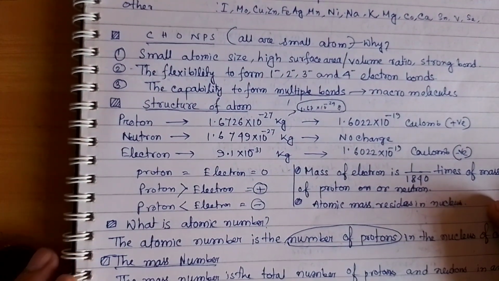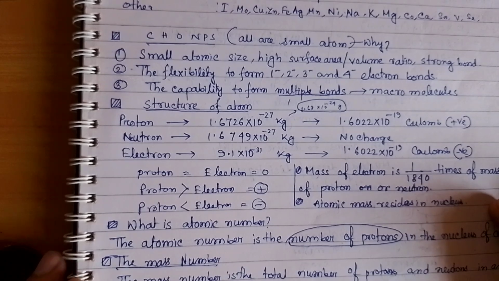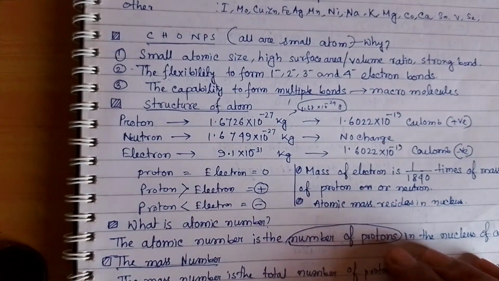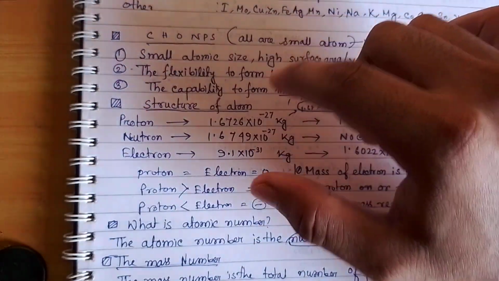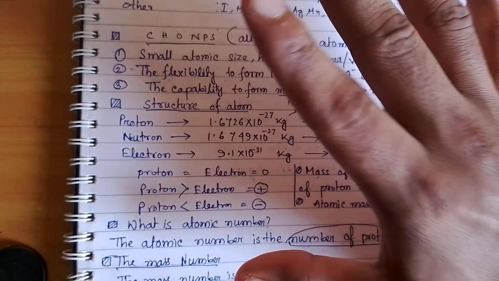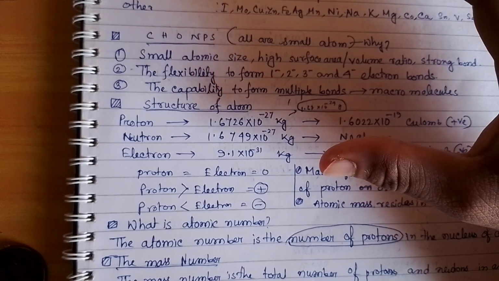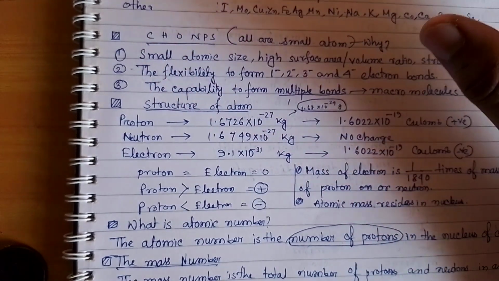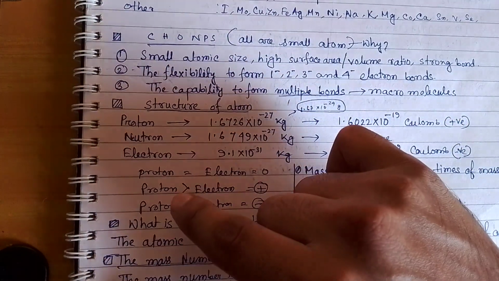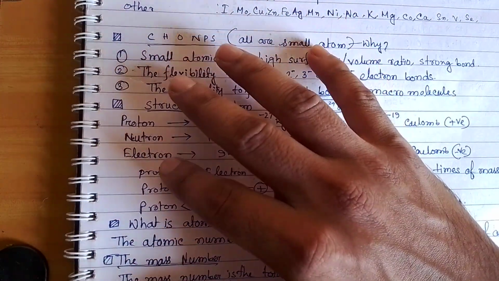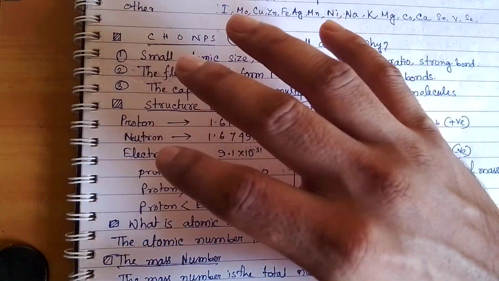Now, what is the atom? We have to know about the atomic number, which is the number of protons in the nucleus of an atom. If we take one atom, it is a foundation of the proton, neutron and electron. So these three elements are the basic elements.